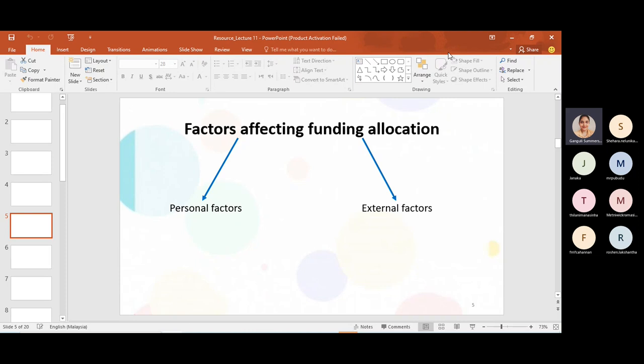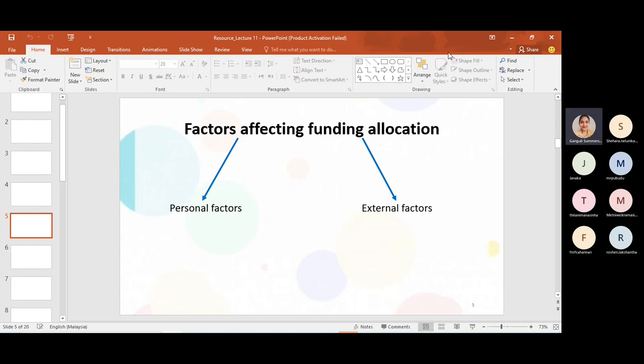That means you allocate the money you received to the various purposes of the company. For this purpose, we will spend this much. For this purpose, we allocate this much. For this purpose, we allocate 5 lakhs. For this purpose, we allocate 7 lakhs. For this purpose, we allocate 1 lakh. Likewise, you allocate your money. Once you got your money through your sources, the second step is you allocate your money for different purposes of the company. There are certain factors that can affect this allocation.